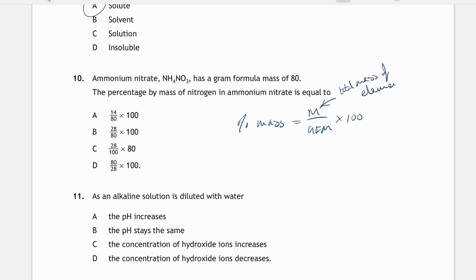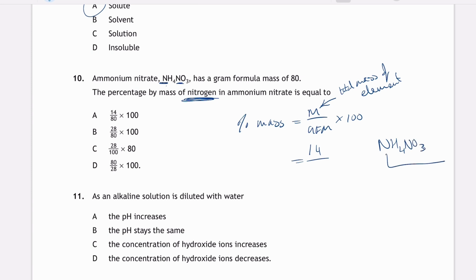So a lot of people think that it's just the relative atomic mass of the element you're interested in, but it's the total mass of the element in that compound. So because we're looking for the percent by mass of nitrogen, we want the total mass of nitrogen in that compound. There's 2 nitrogens in there, so that would actually be 2 times 14, because the relative atomic mass of nitrogen is 14. So there'd be 14 on the top, and then the GFM of the whole compound goes on the bottom.